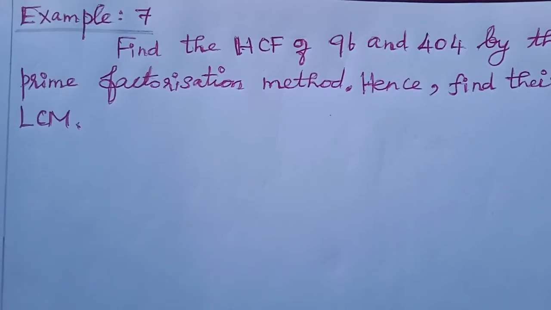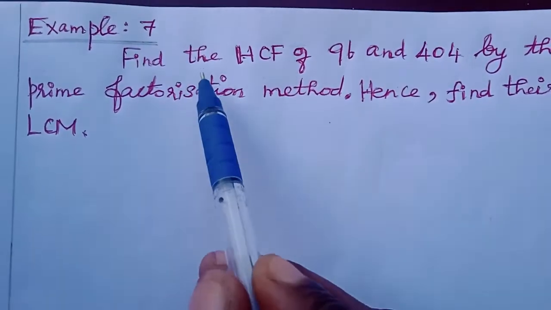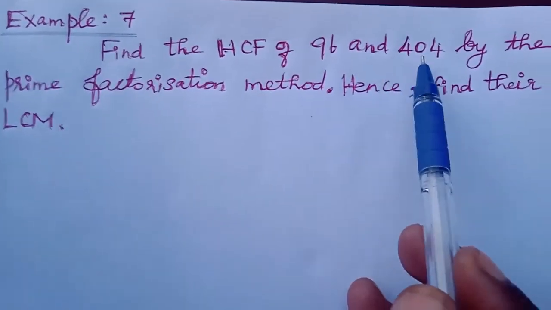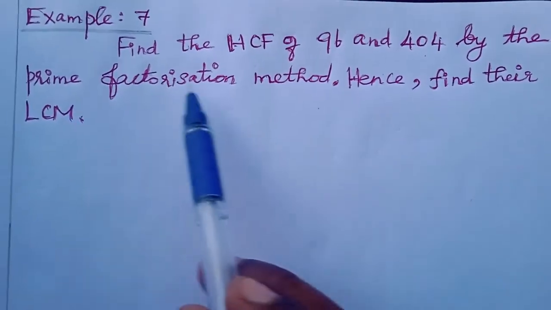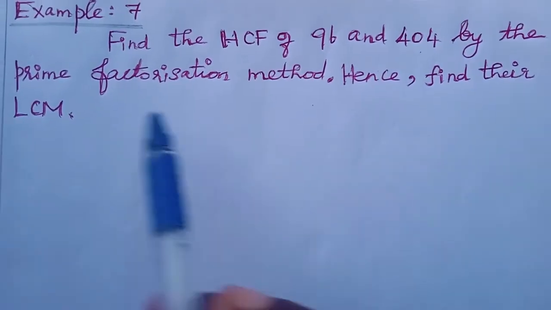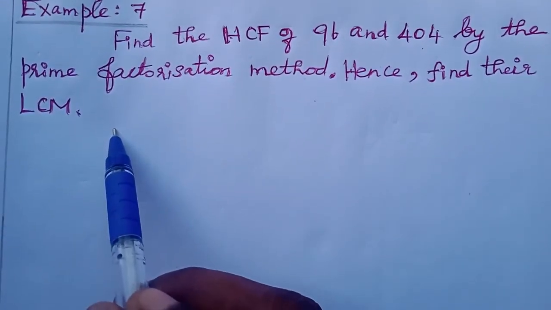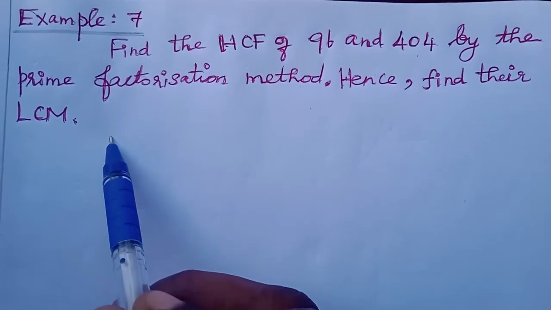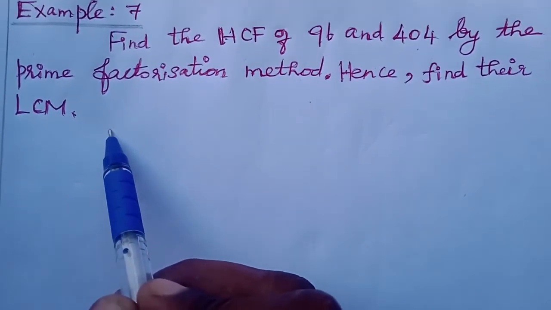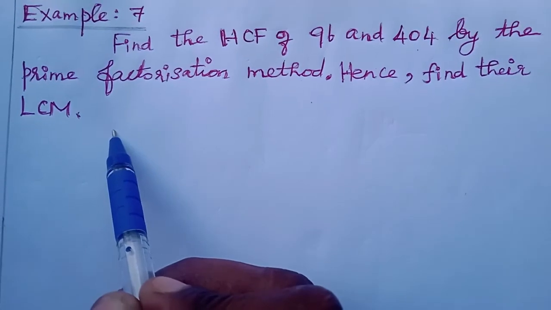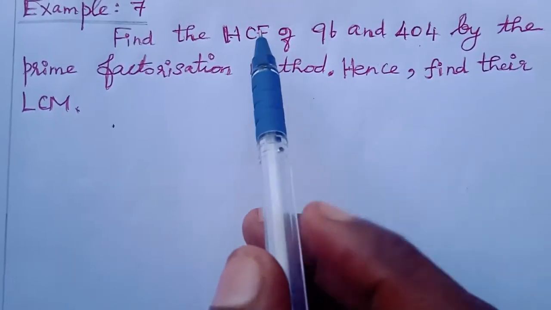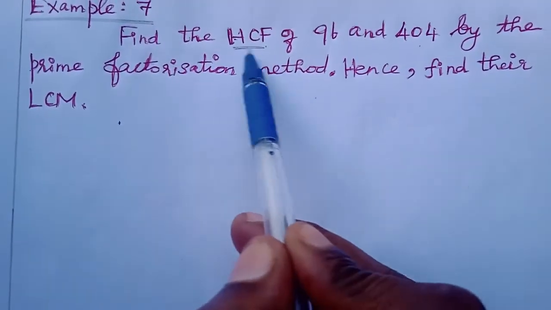Find the next example 7. Find the HCF of 96 and 404 by prime factorization method. Hence find their LCM. You just remember example 6. There they were given the LCM and HCF, and you had to find the two numbers, right? But here you have to find the HCF.